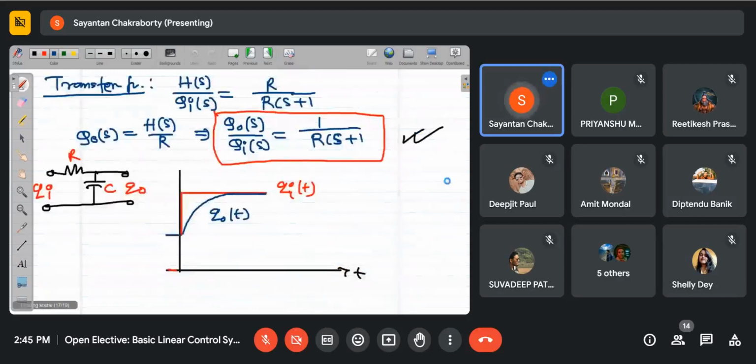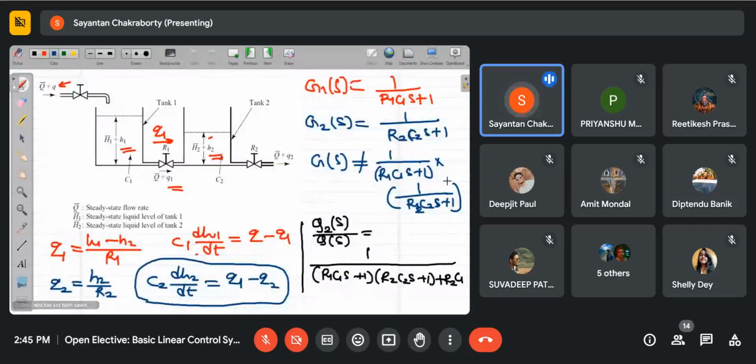Next, we consider two such tanks. There is a coupled tank problem where two such tanks are connected in a cascade. And we found out that although each and every tank has a similar kind of characteristics, they do not simply shake hands with one another.